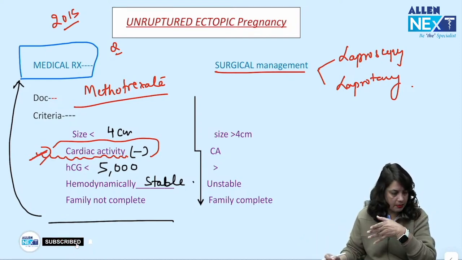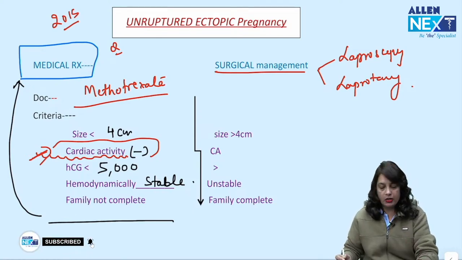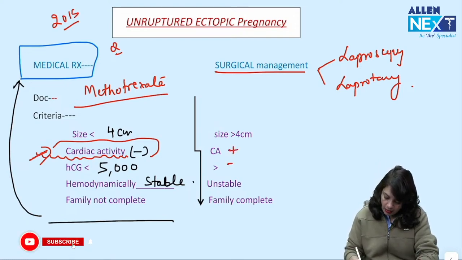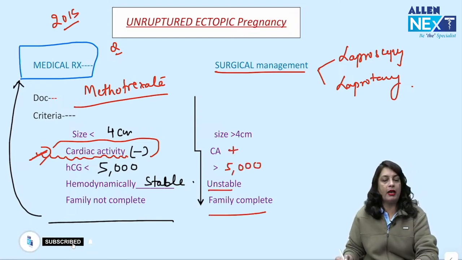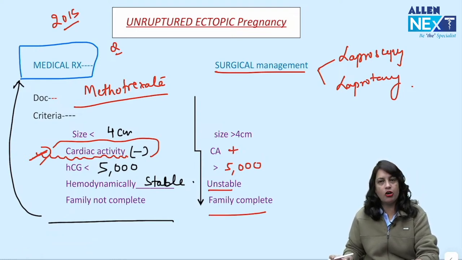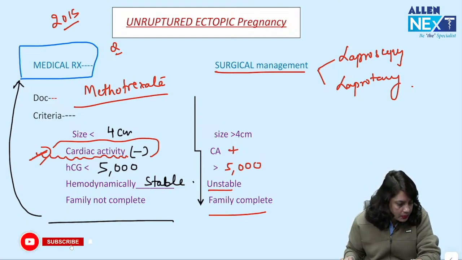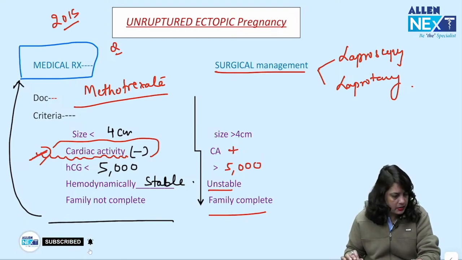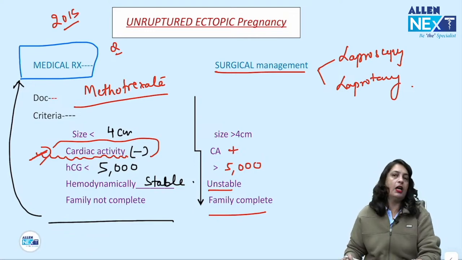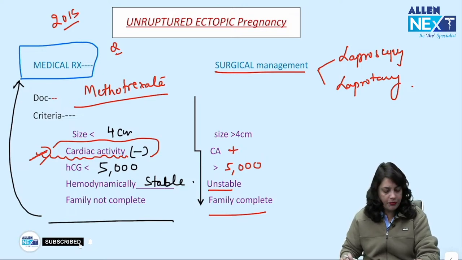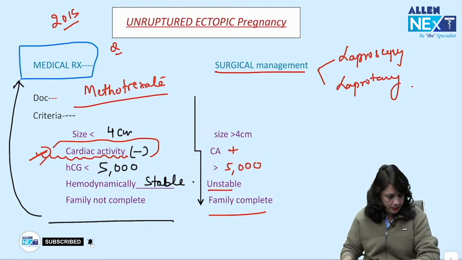Okay. Now surgical management. If the size of the ectopic pregnancy exceeds 4 centimeters, cardiac activity is present, beta HCG is more than 5000, the patient is unstable or the family is complete, you can go for surgical management. If the patient is not in shock and vitals are maintained, you can go for a laparoscopy, otherwise laparotomy. Usually, students, in these types of questions they don't ask about laparotomy or laparoscopy. If the patient's condition is stable, we go for a laparoscopy. If it is unstable, in shock, 80/50 BP, we will definitely go for laparotomy. Okay.